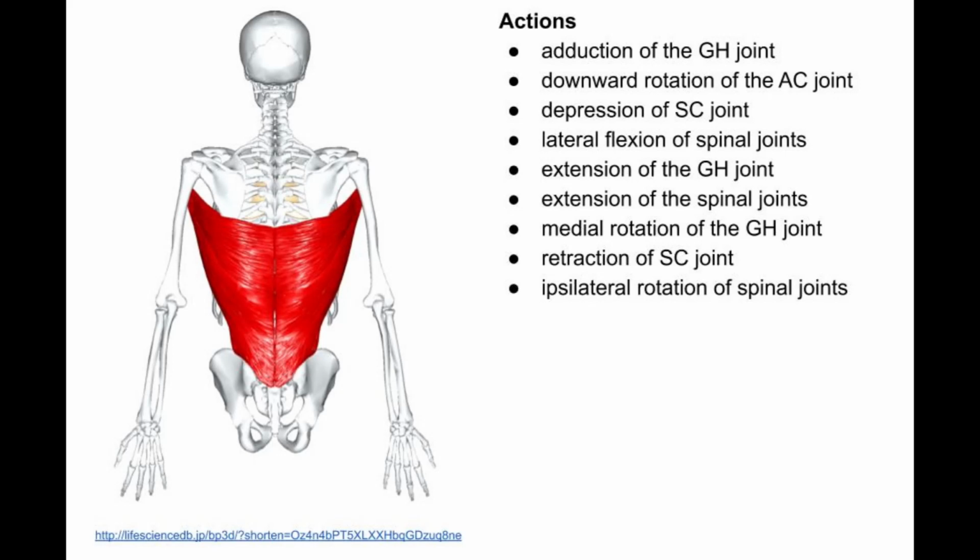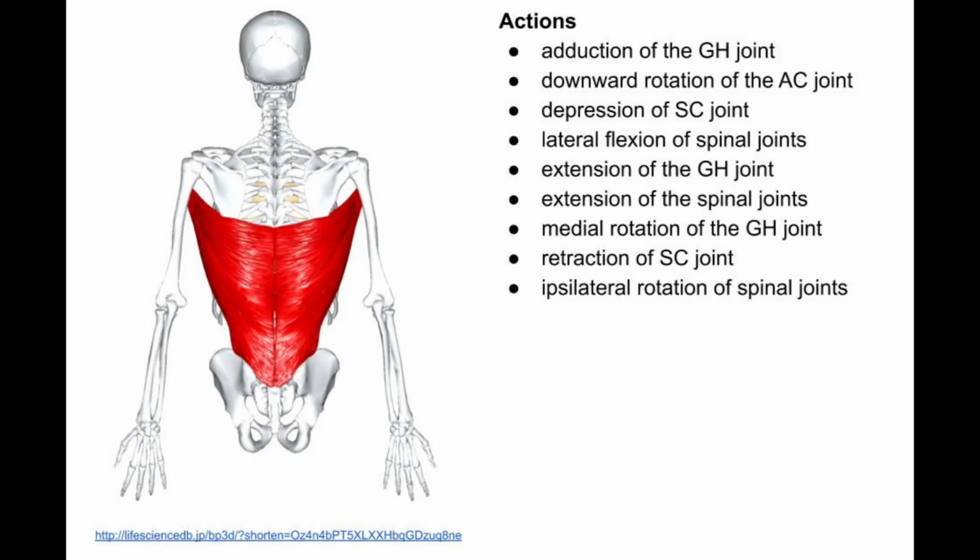In the transverse plane, they can do medial rotation of the GH joint. So the line of pull goes along the medial surface of the humerus and wraps around the arm. So when it contracts, it pulls the anterior surface of the humerus medially in the transverse plane, which is medial or internal rotation of the GH joint.